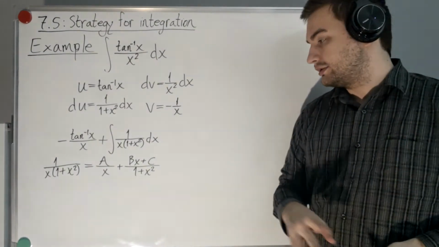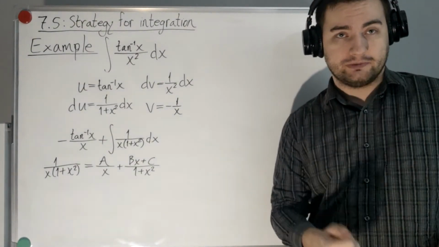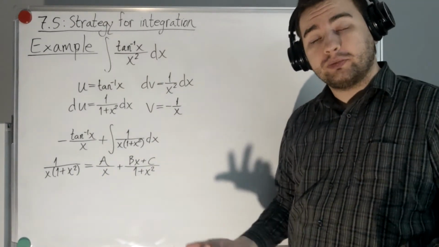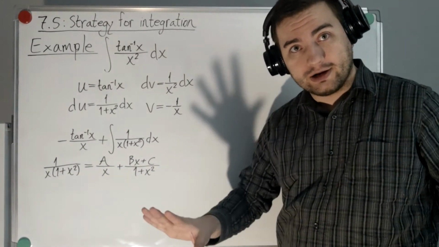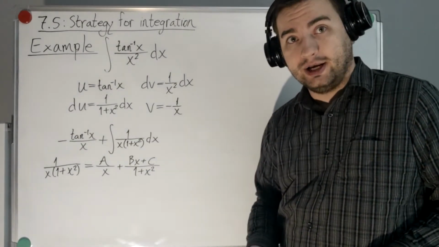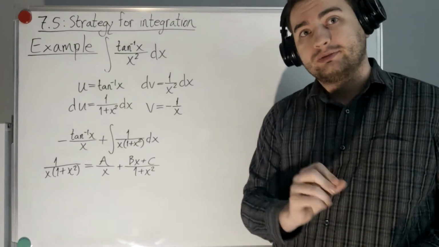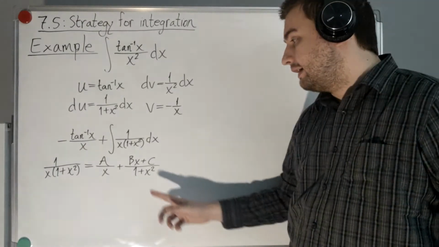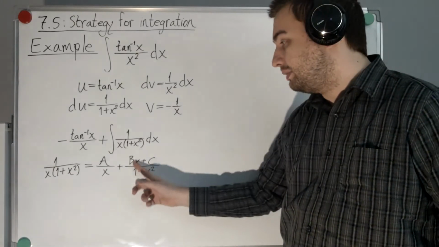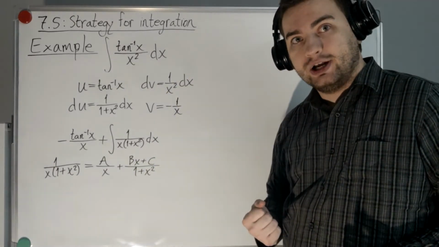Okay, and again, just like in the last lecture about partial fractions, 1 plus x squared is an irreducible quadratic, which means we cannot factor it, and so therefore it's just going to have to be in one of these denominators. And then if you have an irreducible quadratic in the denominator, you have to have a general linear polynomial in the numerator, which means bx plus c.